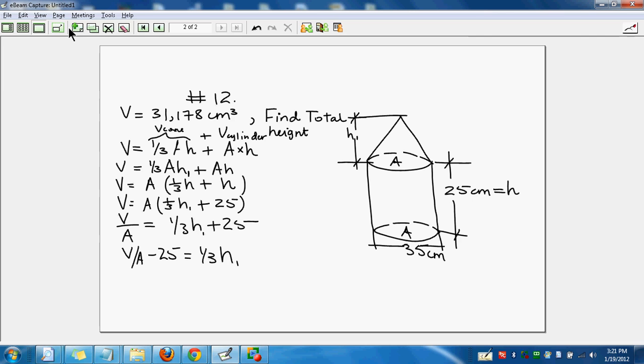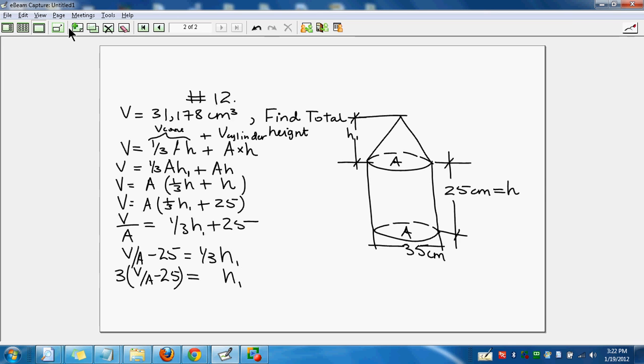Now a third is the same thing as dividing H1 by 3. A third means divide H1 by 3. So the reverse of dividing H1 by 3 is multiplying it by 3. So I'll multiply by 3 on this side, which will give me H1, and therefore I'll have to multiply by 3 on this side as well. But multiplying by 3 on this side means this 3 has to be multiplied by V over A minus 25. Okay? So now we have an expression or equation for H1, which is our height.